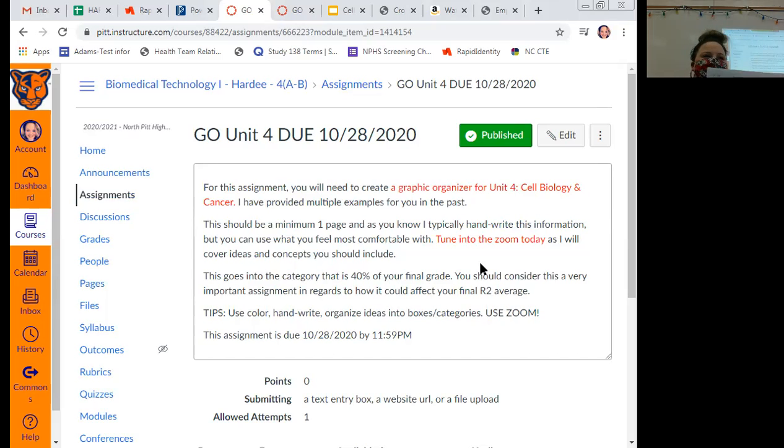You've done your own study guides before, and I am a fan of doing graphic organizers to help you organize your information, and this is super personal, so it's how you best organize the information. So for this assignment, you will create a graphic organizer for Unit 4, Cell Biology and Cancer. We are testing on this unit on Thursday. It should be a minimum of 1 page. Okay, 1 page should have all of your ideas up there. I went ahead and made mine this morning, and 1 page was perfect. And I included even more information than I probably needed to.